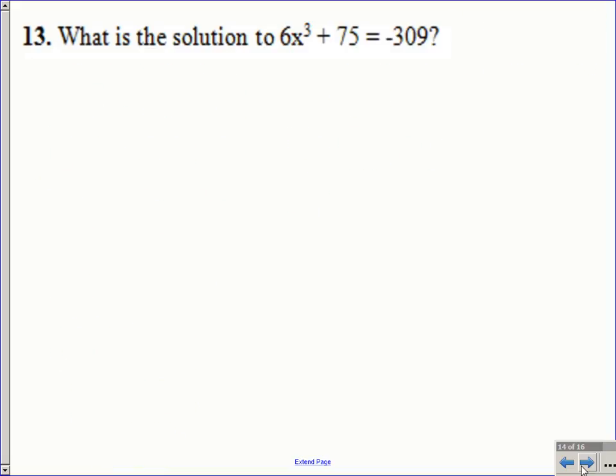All right, number 13 says, what is the solution to 6x cubed plus 75 equals negative 309? We need to start the same way here, where we need to isolate that term with the x. So I've got to get rid of this 75, and I'm going to subtract that off of both sides. So I get 6x cubed equals negative 384. Okay? Next up, divide off your 6.